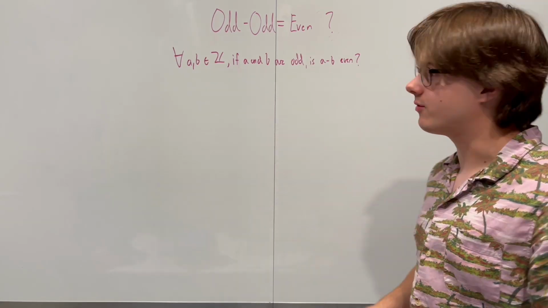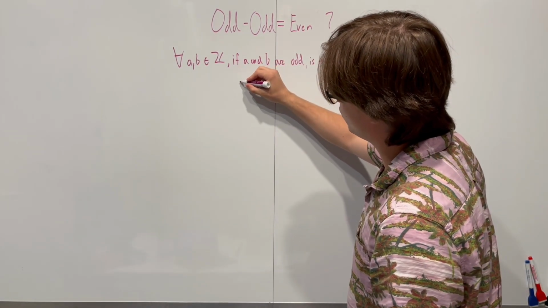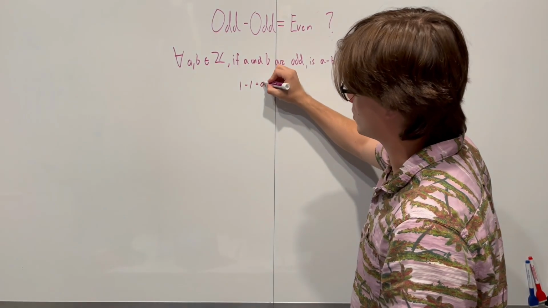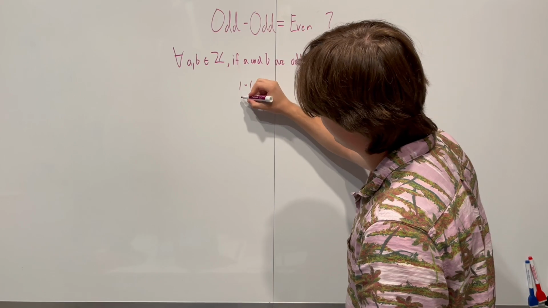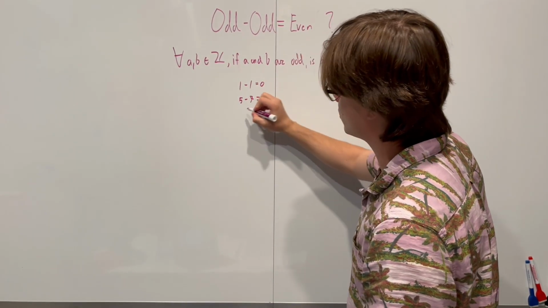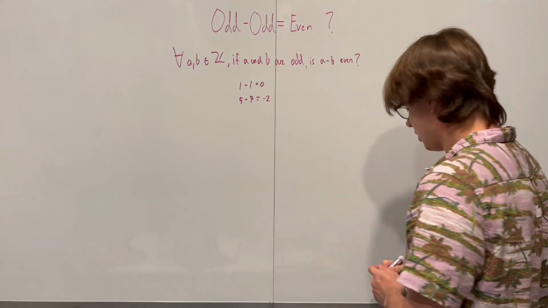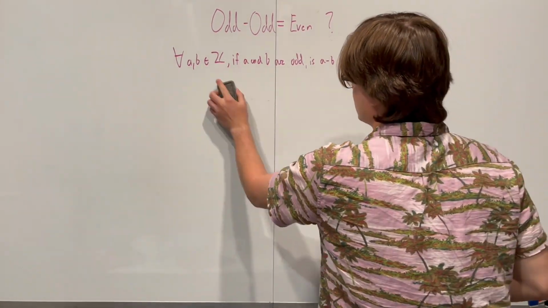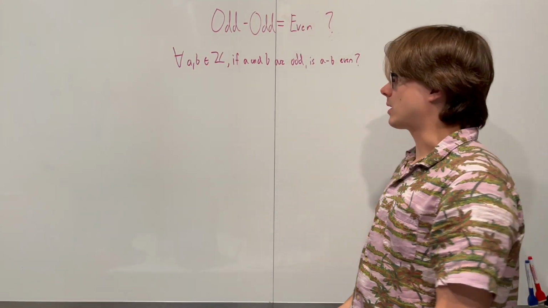Well, actually, again, first let's think of examples, right? We have if a and b are both equal to 1, we have 1 minus 1 is equal to 0. That's going to be even. We have 5 minus 7. Those are two odd numbers. It's going to equal -2. That's also even. So we've already seen some examples where this is true. So let's try and prove it with the assumption that it's probably a true statement.